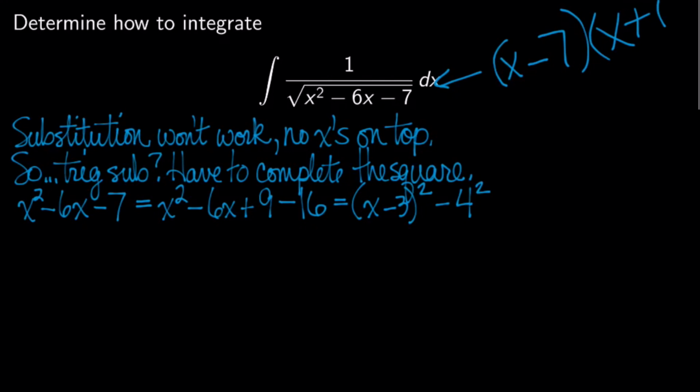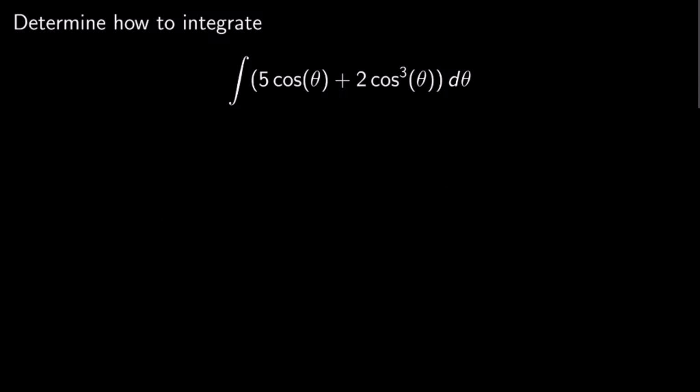Anyway, this collapses in a gorgeous way to x minus 3 squared minus 4 squared. And if you replace this quadratic with this expression, now you are in a position to do trig sub, and you will be all set.